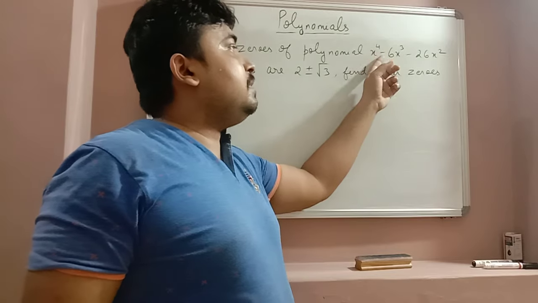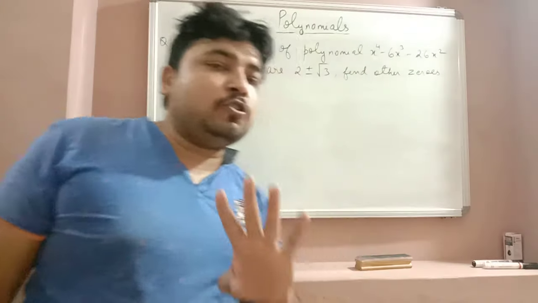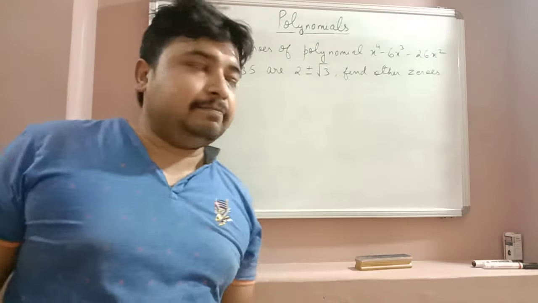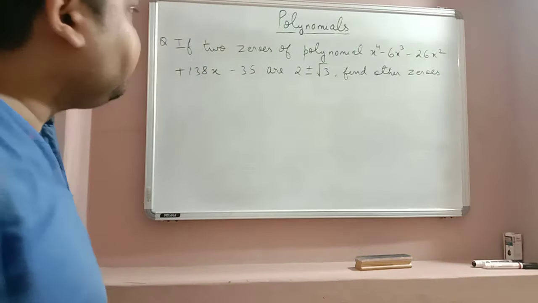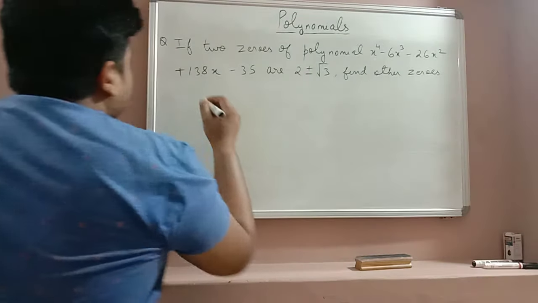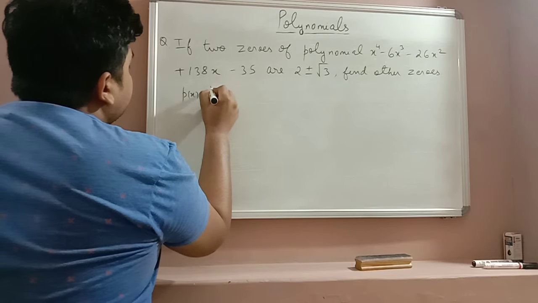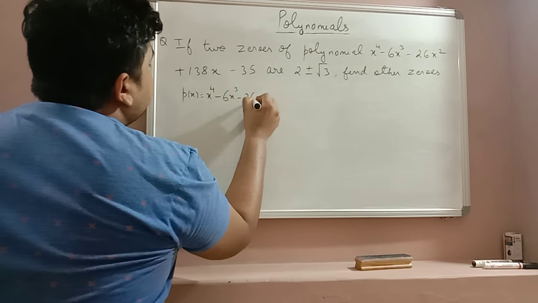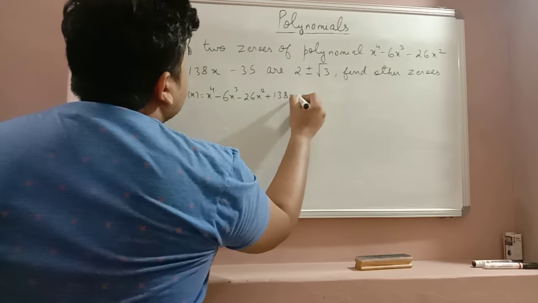So since this is a biquadratic polynomial, it can have at most 4 zeros. Two of the zeros are given and the other two zeros we need to find. Let's see how we can do this. So let me first assume p of x as this polynomial x to the power 4 minus 6x cubed minus 26x square plus 138x minus 35.